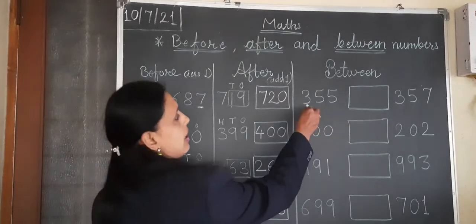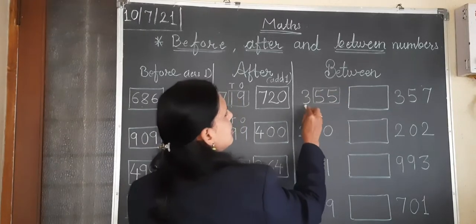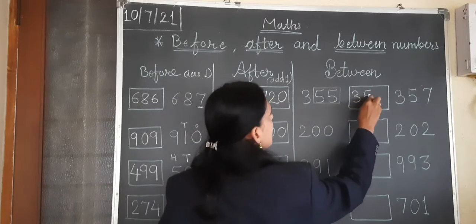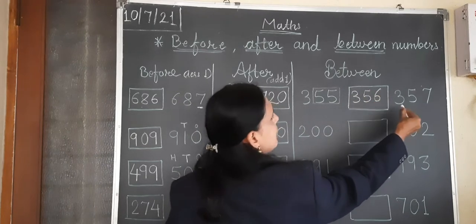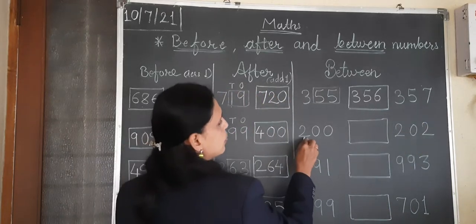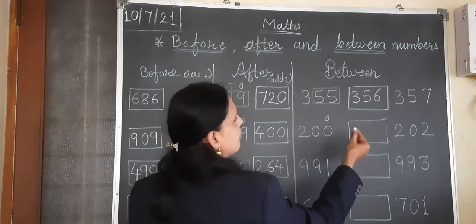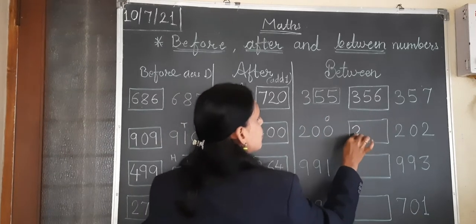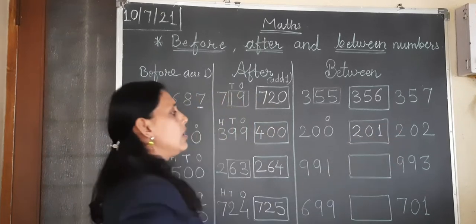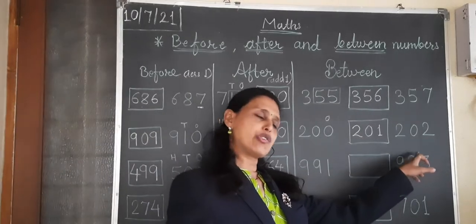Now 355. Take this 55 together. So after 355 comes 356 and 357. Now 200. 200 means one's column. We are adding 1. So 0 and 1, 1, 2, 0, 1. So 200, 201, 202.